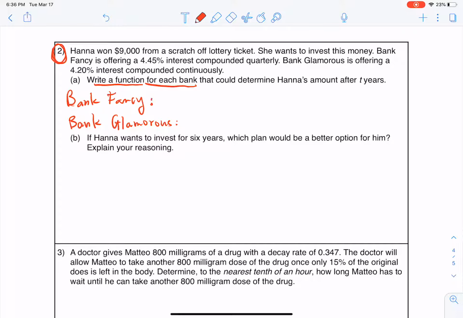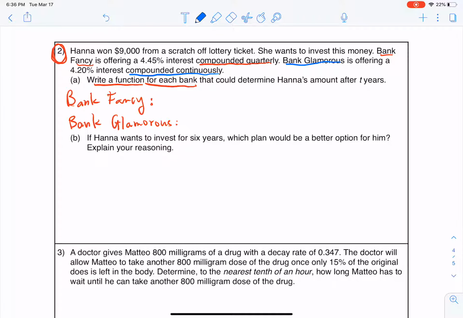Okay, one thing to note is that one of those banks compounds quarterly, and the other bank compounds continuously. So you're going to need to decide which equation I need to use for each of these banks.